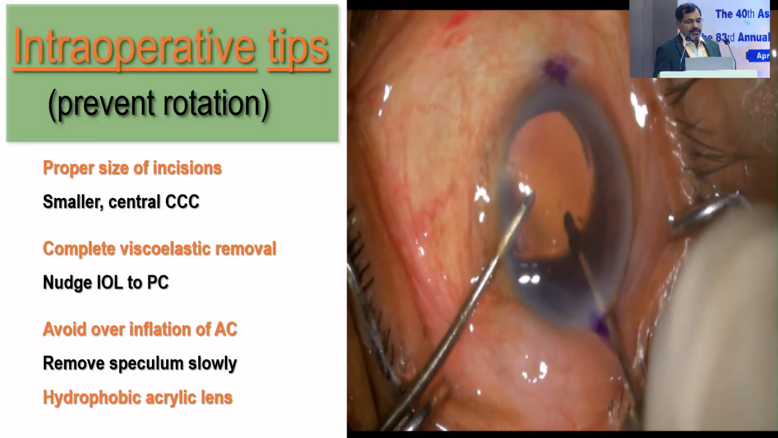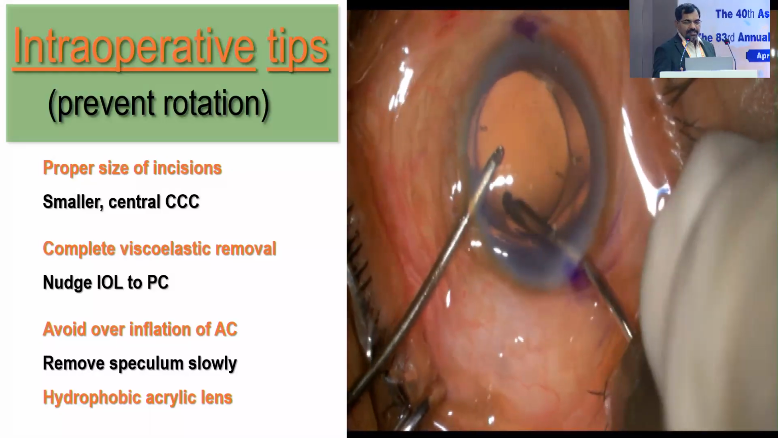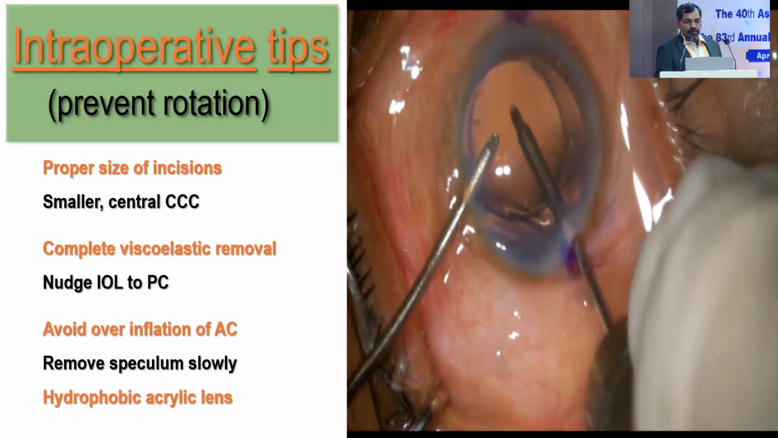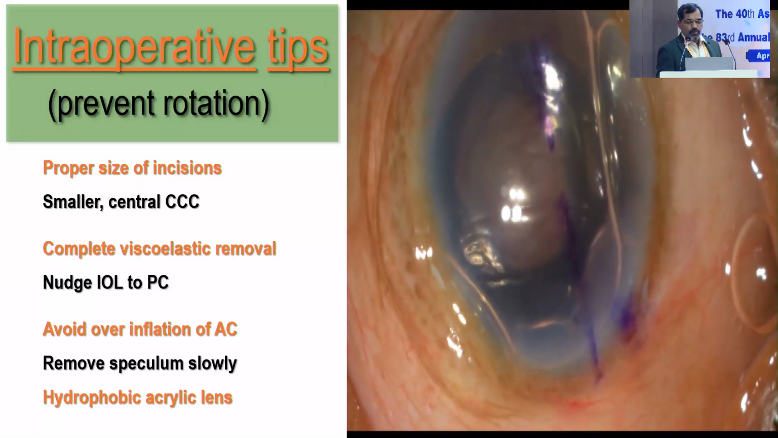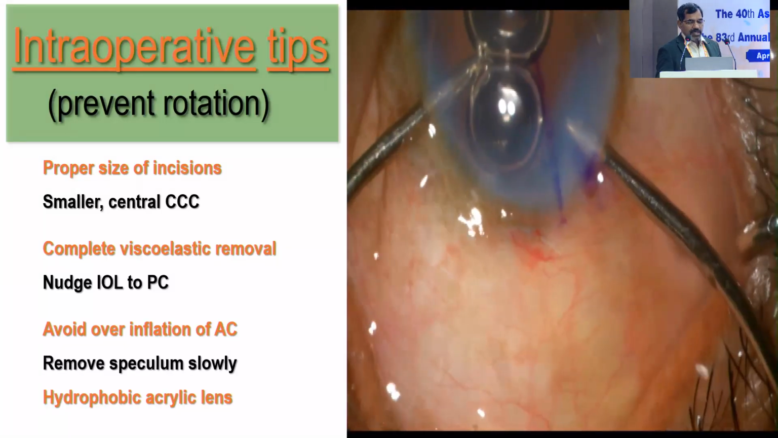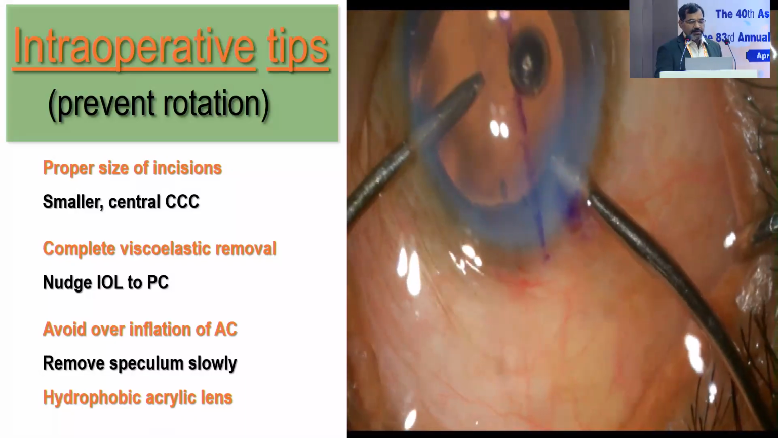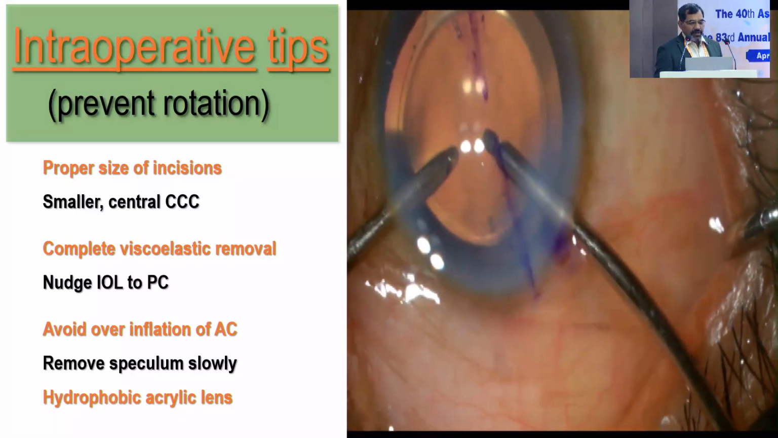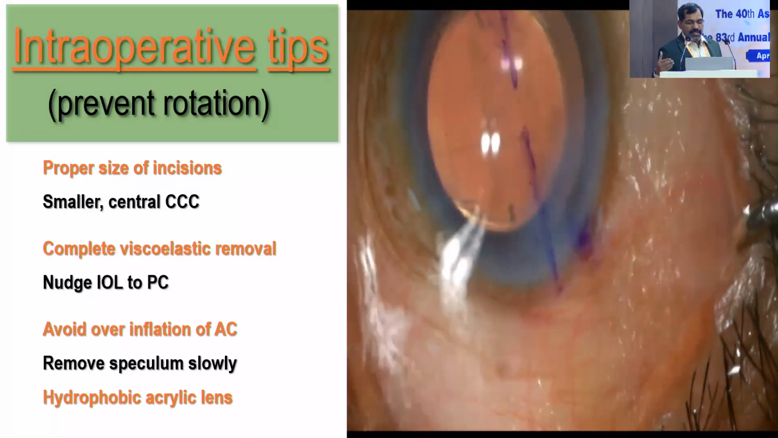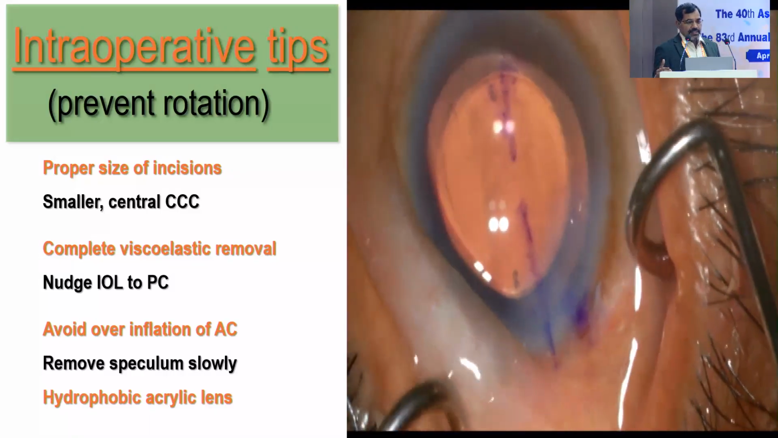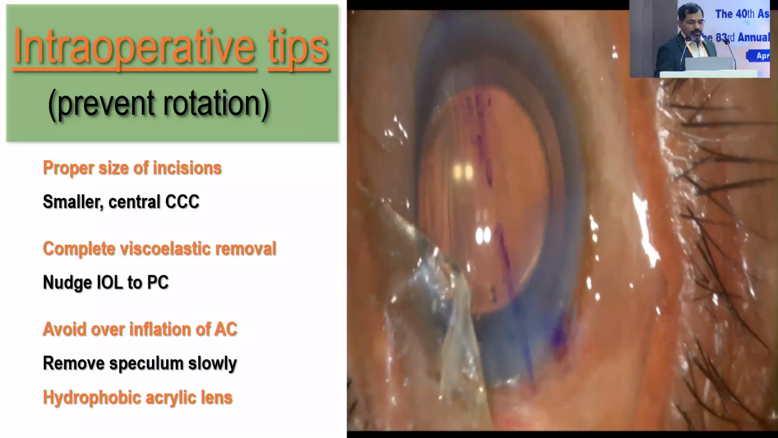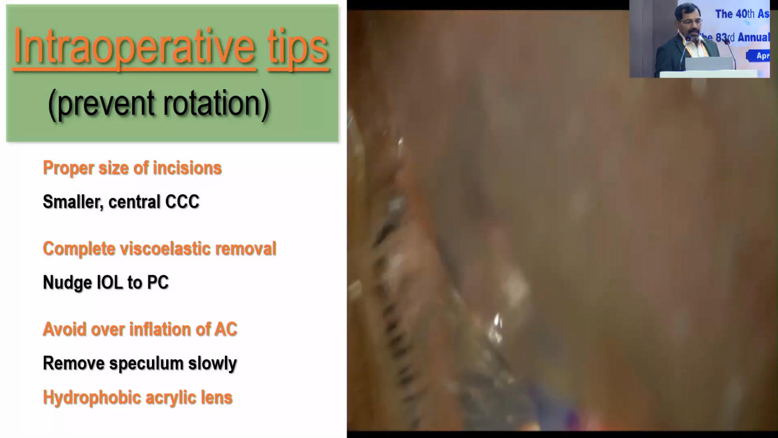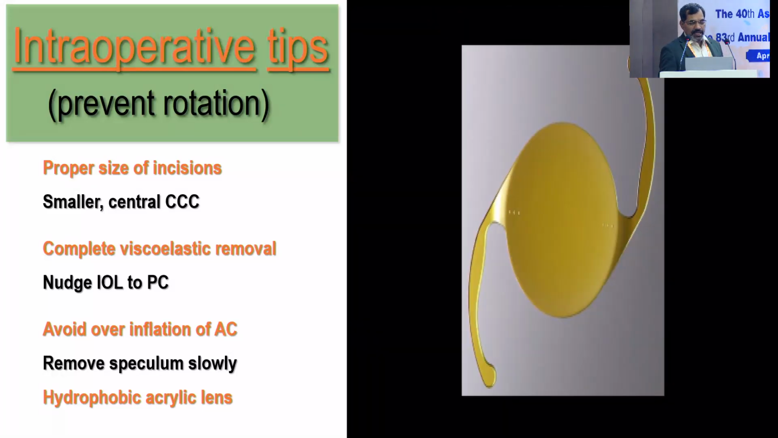If you are confident, it is very easy, with just an initial glitch. Then you have to remove the viscoelastic from the anterior and posterior surface. After removing it, we have to nudge the lens on the posterior capsule slightly so it will not rotate. Then don't overinflate the AC. If you overinflate the AC, mainly in myopic cases, it will rotate. Remove the speculum slowly. You should not decompress the anterior chamber, and use hydrophobic acrylic lenses, which are more stable.